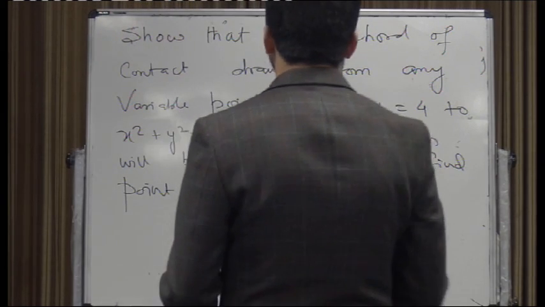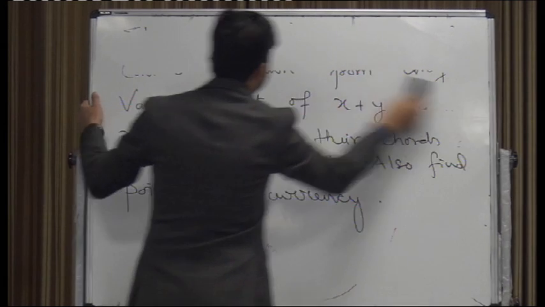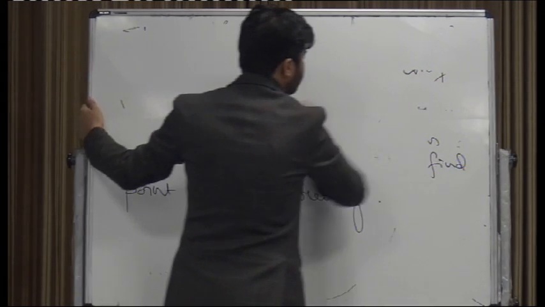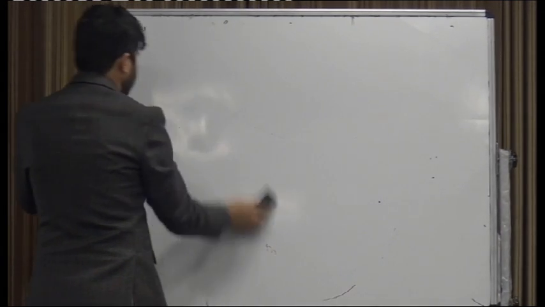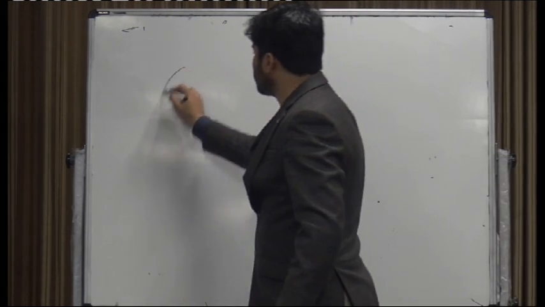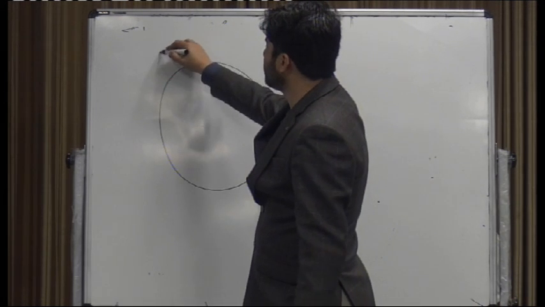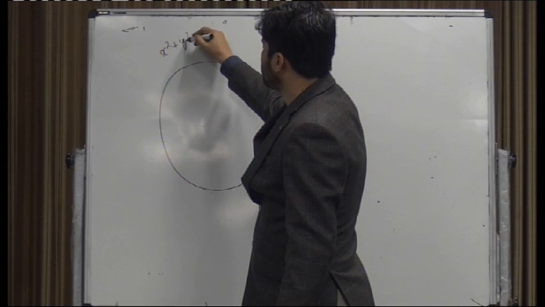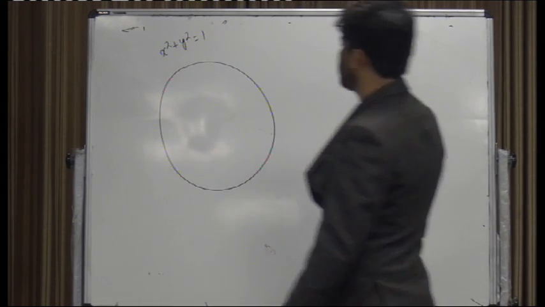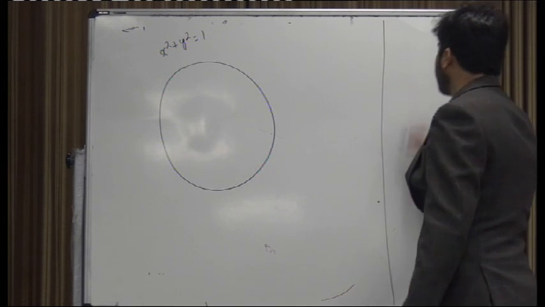Didn't understand? Okay, let me clear it. See, this is your circle. What was the equation of circle? It was 1, right, or was it 4? It was 1.